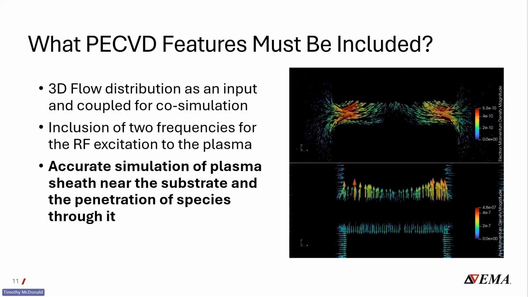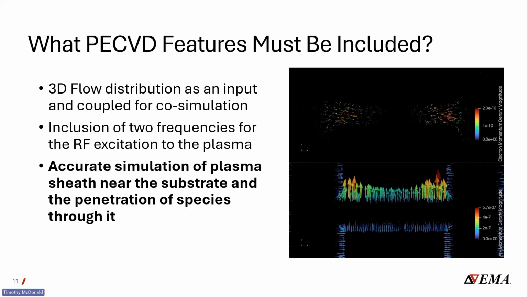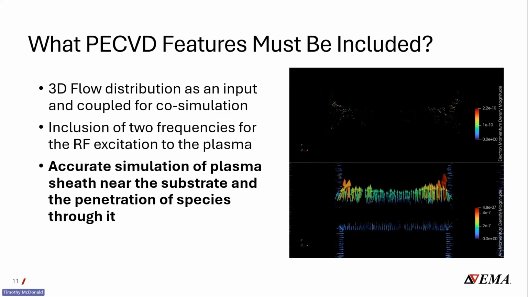So what is the plasma sheath? When a plasma touches a solid surface like a wafer, electrode, or chamber wall, a special thin layer forms at that boundary. That layer is called the plasma sheath. Why does it form? The difference is the difference in the mobility of the electrons and the ions.